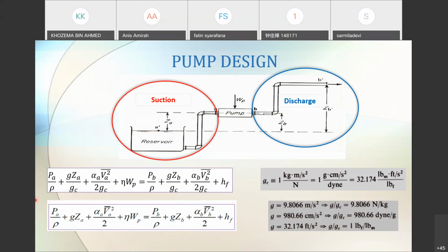So your job is to make sure that you understand each and every term of this equation. What is PA? How do you find PA? What is ZA? How do you find ZA? What is VA? How do you define your VA and how do you calculate your VA? What is the value of efficiency? What is the value of pump work? And what is the value of all these terms?